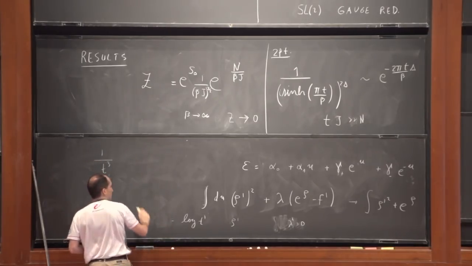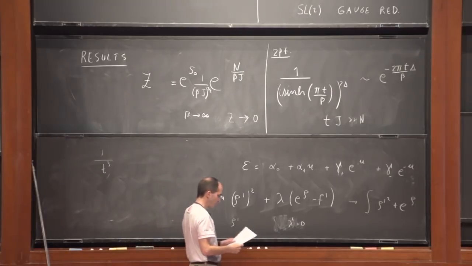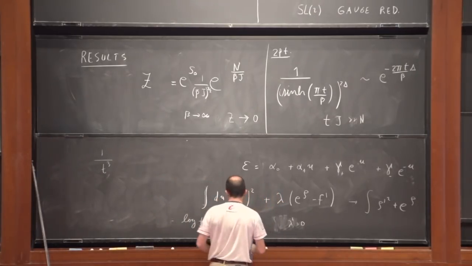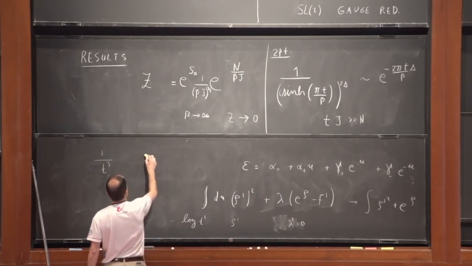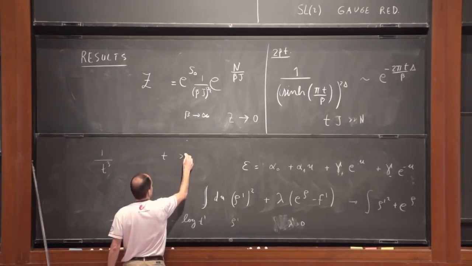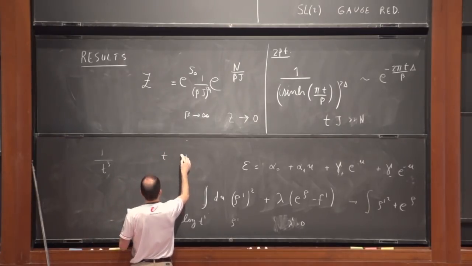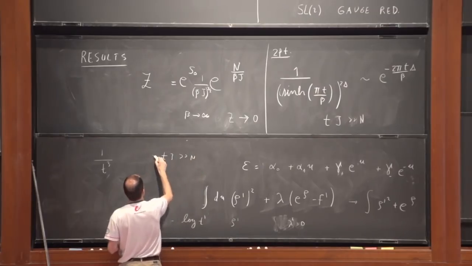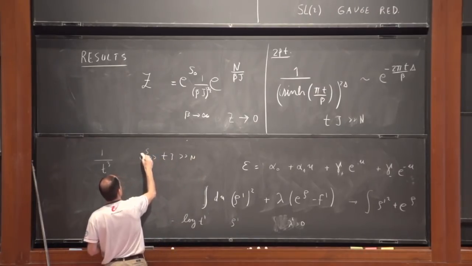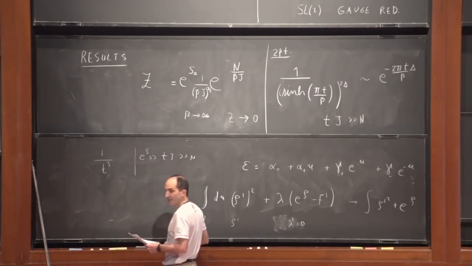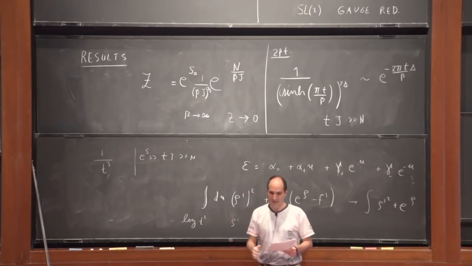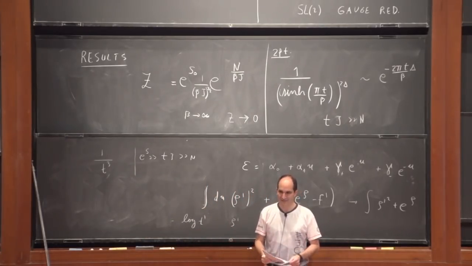This will be correct for times which are much larger than n in units of j, but much smaller than e to the s. So when we get to times of order e to the s, we need to analyze it with some techniques that go beyond the Schwarzian approximation.